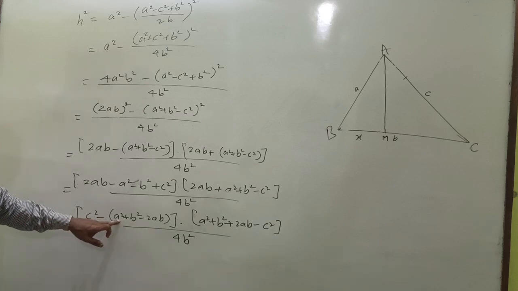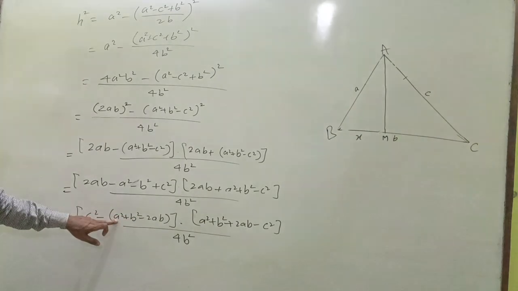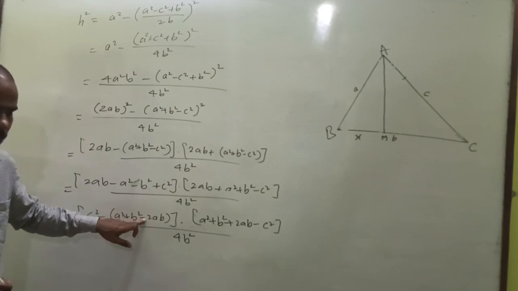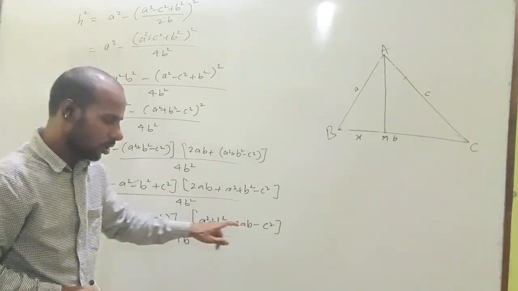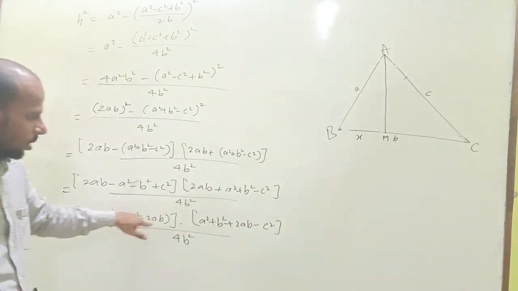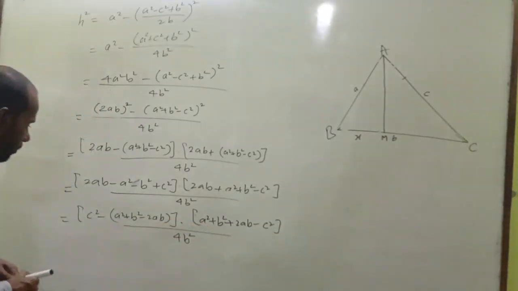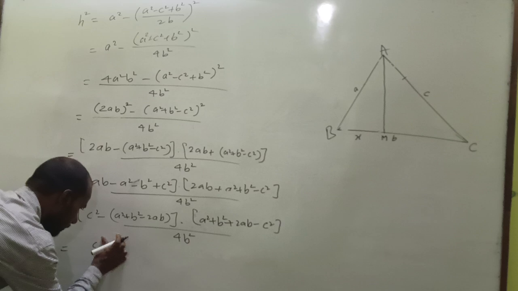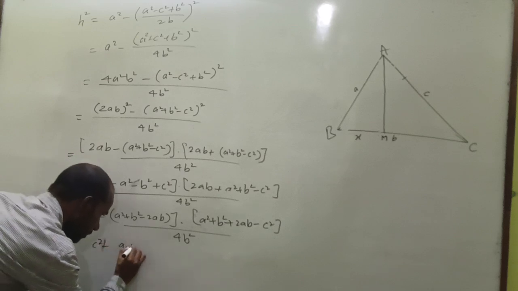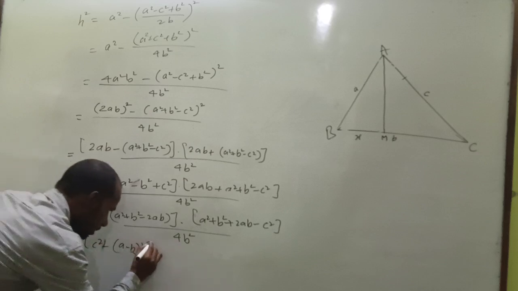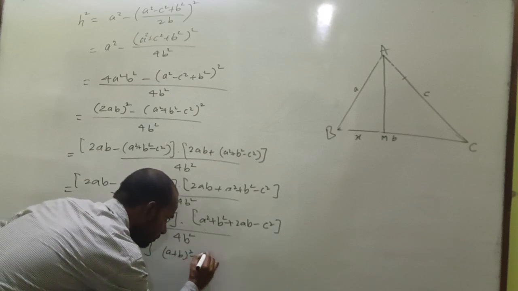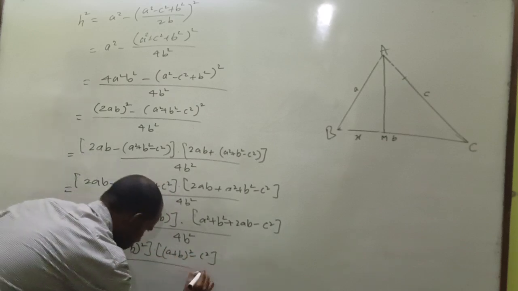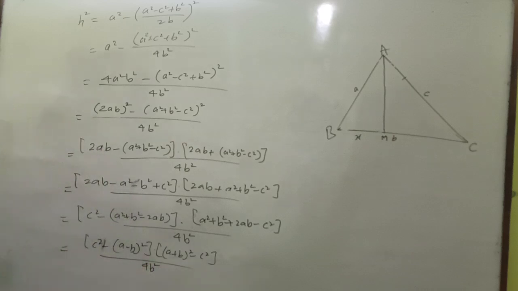Here we can see that this is the formula of a minus b whole square, that is a square plus b square minus 2ab, and here is the formula of a plus b whole square, that is a square plus b square plus 2ab. So we can write these terms as (a minus b) whole square, and we can write this one as (a plus b) whole square. So it would become c square minus (a minus b) whole square in one bracket, and another bracket (a plus b) whole square minus c square, and the denominator of this is 4b square.